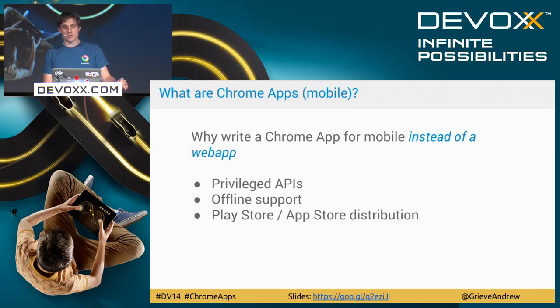So why write a Chrome app for mobile instead of a web app? So again, privileged APIs. If it's not available on the open web, then your hands are tied. Offline support, and Play Store, App Store distribution. And so this third point here is actually seemingly quite compelling because a lot of what we've seen is people write Cordova applications or Chrome apps for mobile applications that don't use any privileged APIs. And quite a few of them actually work quite poorly offline, but they really just want to be in the Play Store and in the App Store. And that's fine.